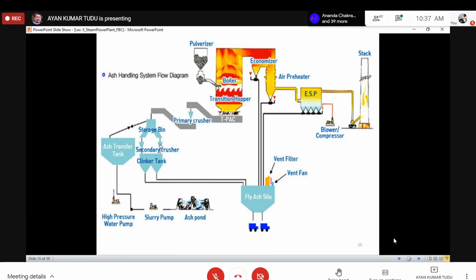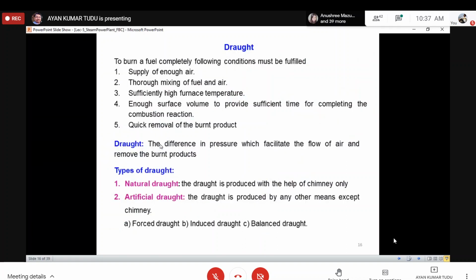When you're talking about draught, to burn a fuel completely, some conditions need to be fulfilled. Number one is the supply of enough air. Second, thorough mixing of the air with the fuel. Third is sufficiently high furnace temperature. Fourth is enough surface volume to provide sufficient time for completing the combustion reaction. And fifth is the quick removal of the burned products. So these are the conditions that have to be followed to burn a fuel completely.